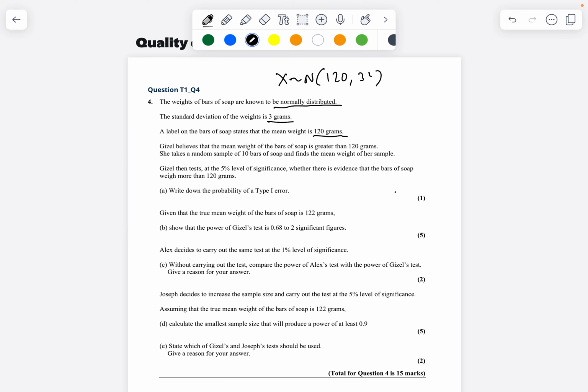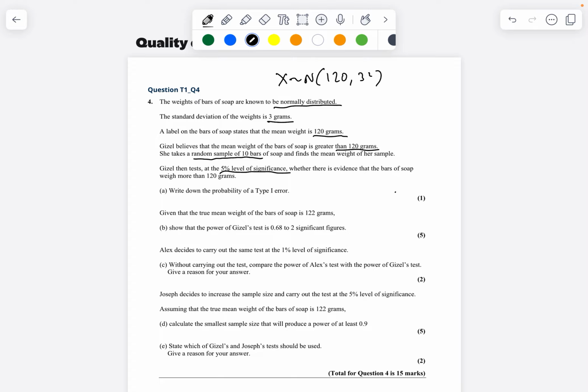Giselle believes that the mean weight of the bars of soap is greater than 120 grams. So she takes a random sample of 10. So she's taking a random sample, so we're going to work out a sample mean. Giselle tests this at a 5% significance level, to see whether there is evidence that the bars of soap weigh more than 120 grams. Okie doke. And it says, write down the probability of a type 1 error.